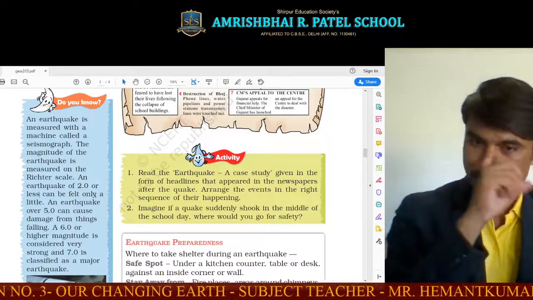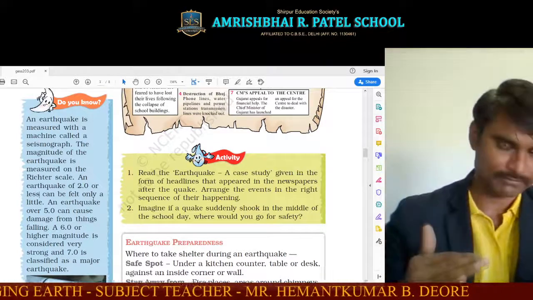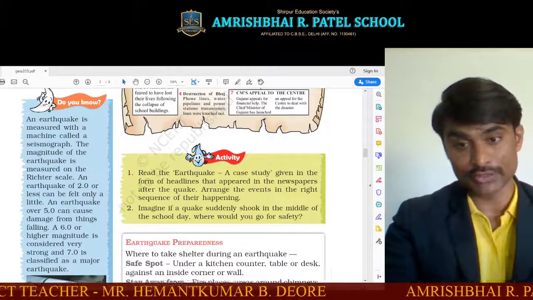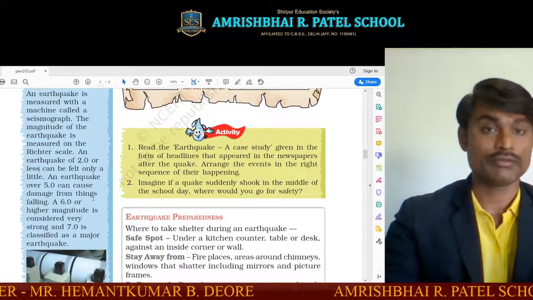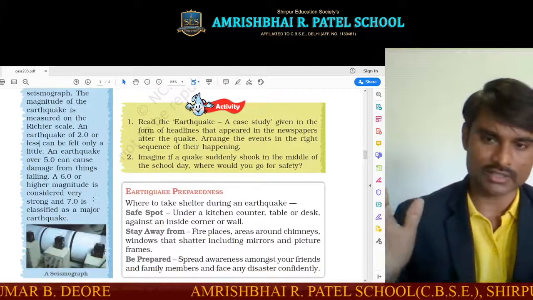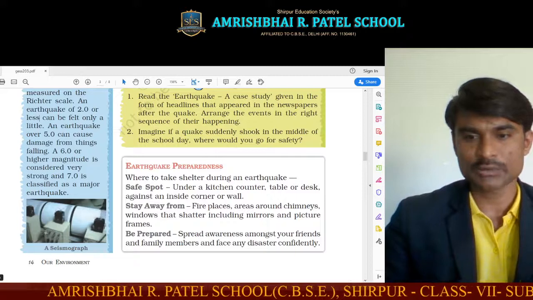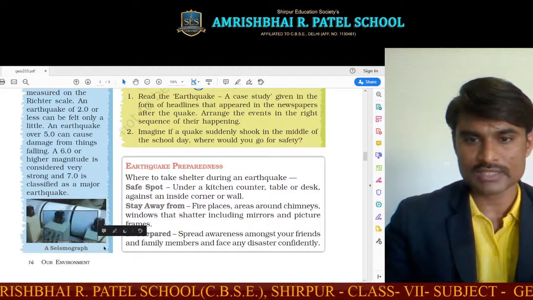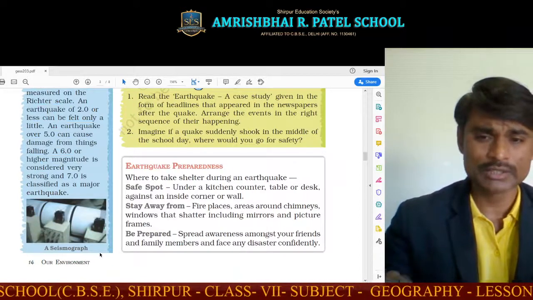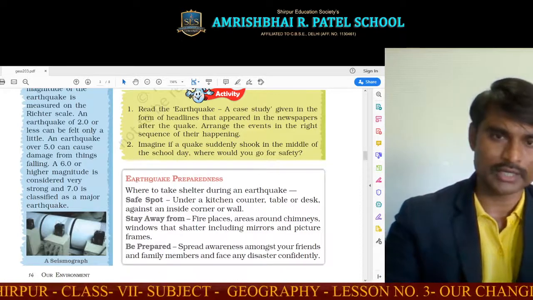An earthquake over 5.0 can cause damage from falling objects. An earthquake measured 6.0 or higher in magnitude is considered a very strong earthquake, and 7.0 is classified as a major class, meaning 7.0 and above are major ones, like when Gujarat was hit. This is the image of a seismograph, which you can see here. A seismograph is a machine to measure the earthquake. I'll show you a video also when I end this.